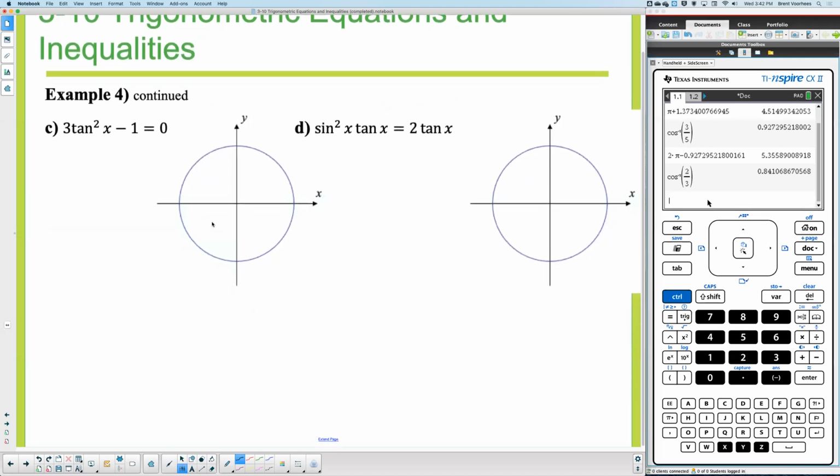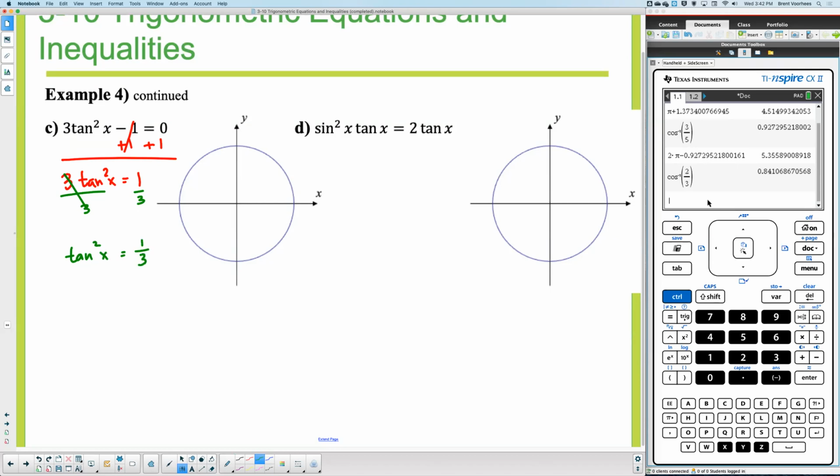We have 3 tangent squared x minus 1 equals 0. And so here we would need to do some opposites. So let's add 1 to both sides. And so I now have 3 tangent squared x equals positive 1. We would divide by 3. And I divide by 3, I'm left with tangent squared x equals 1/3.